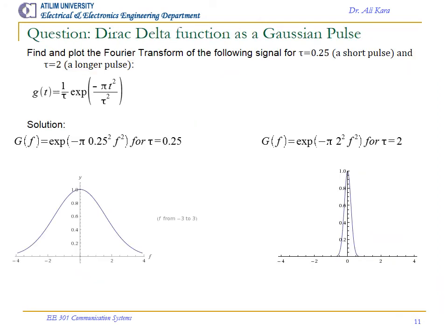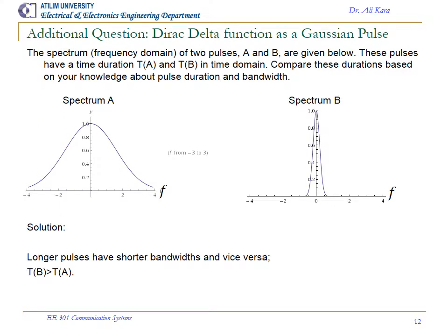Question: Dirac delta function as a Gaussian pulse. Find and plot the Fourier transform of the following signal for tau equals 0.25, a short pulse, and tau equals 2, a longer pulse. g of t equals 1 over tau exponential minus pi t square over tau square. Solution: the result indicates that a shorter pulse occupies a larger bandwidth, and vice versa.